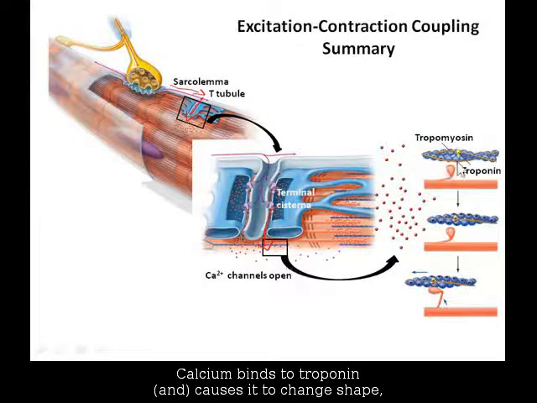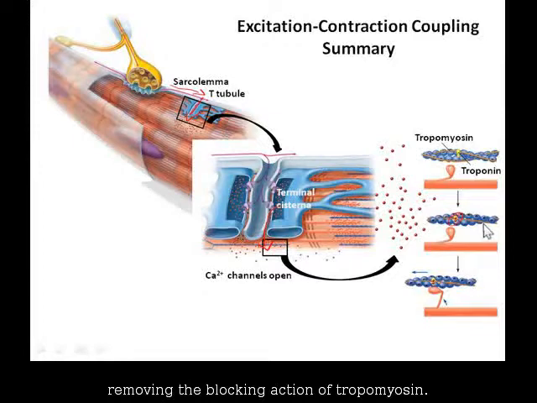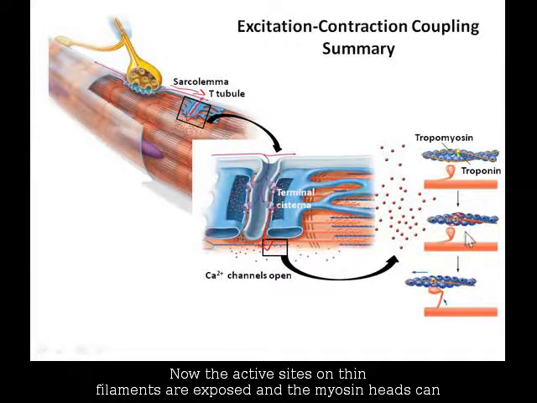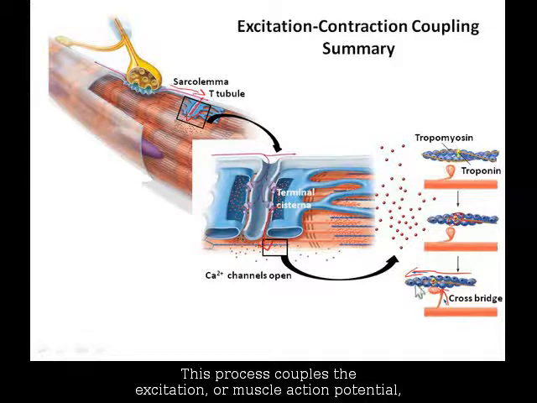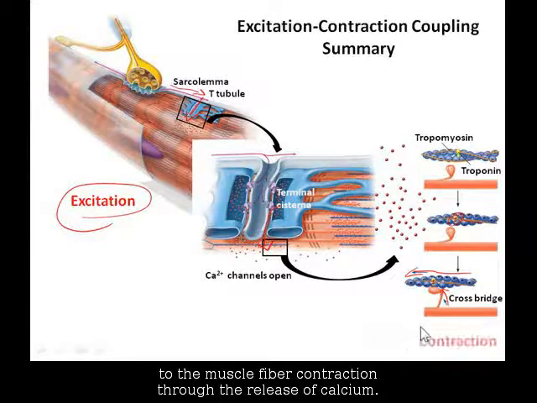Calcium binds to troponin and causes it to change shape, removing the blocking action of tropomyosin. Now the active sites on thin filaments are exposed and the myosin heads can form cross bridges, resulting in a muscle fiber contraction. This process couples the excitation, or muscle action potential, to the muscle fiber contraction through the release of calcium.